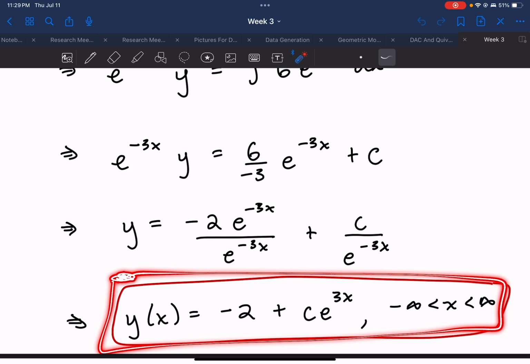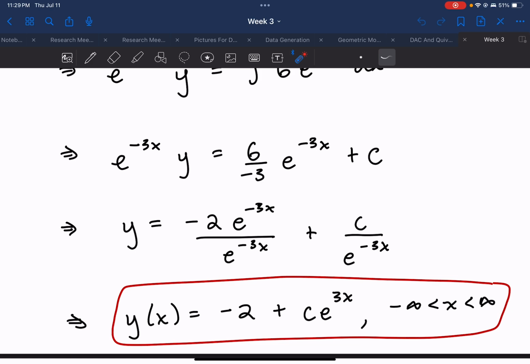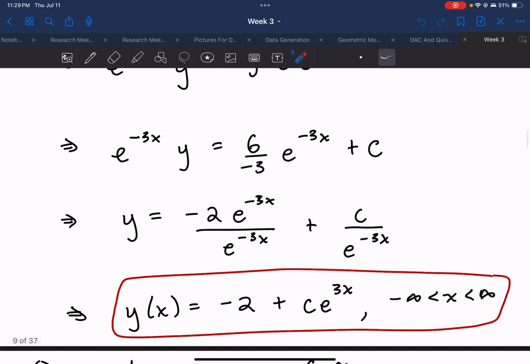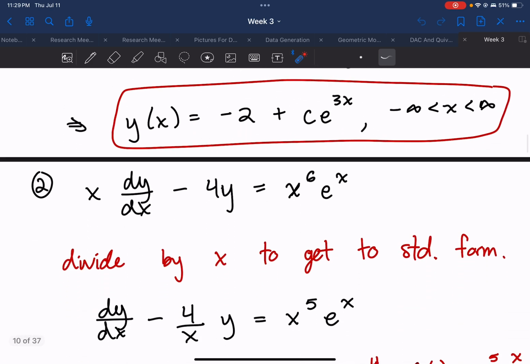You can find specific solutions by plugging in initial conditions and pinning down C. Let's do another example.